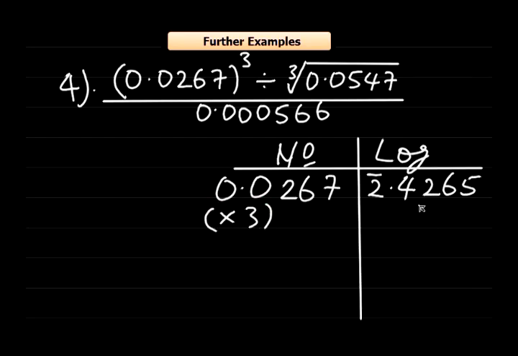So we have 3 times 5, 15, carry 1. 3 times 6, 18, plus 1, 19, carry 1. 3 times 2, 6, plus 1, 7. 3 times 4, 12, carry 1. 3 times minus 2 gives us minus 6, plus the one you carried, gives us minus 5. So we have bar 5 here.